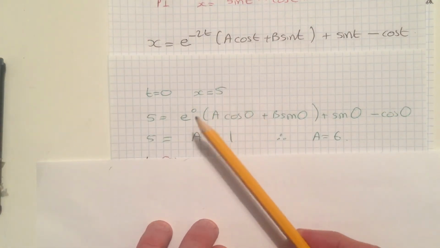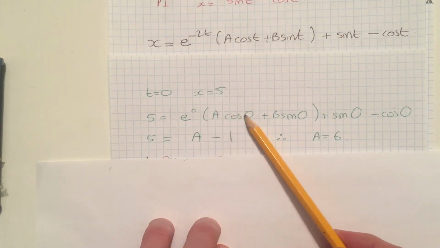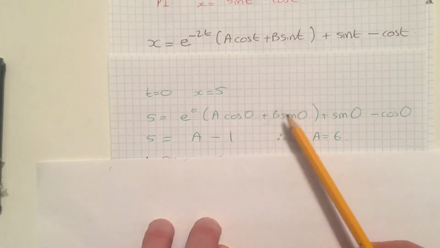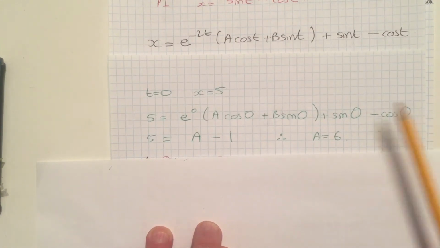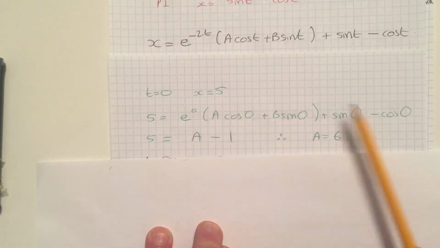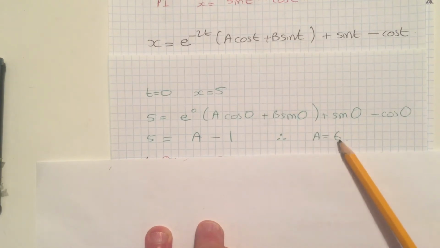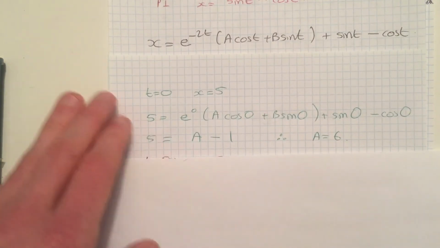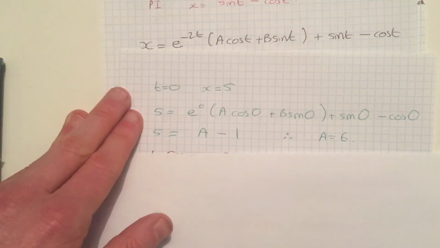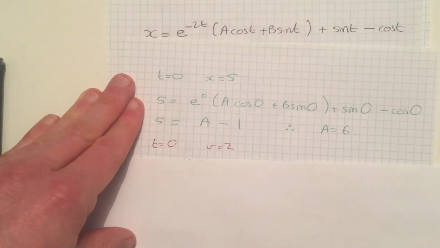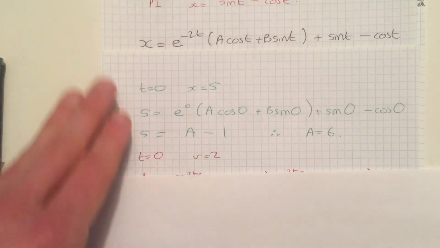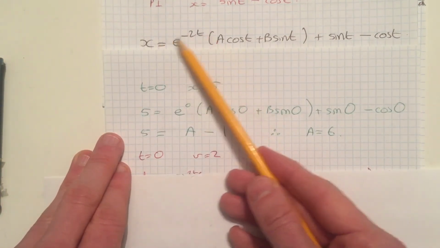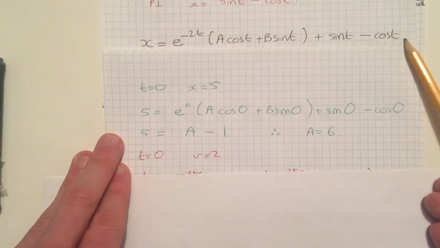Which obviously, cos 0 is 1, so that's a. That's 0. That's 0. That's 1. So I just get 5 equals a minus 1. Therefore, a is 6. Now I'm going to use the second boundary condition, which remember was saying that when t is 0, the velocity was 2. So to use this, I need to differentiate this to get my velocity function.